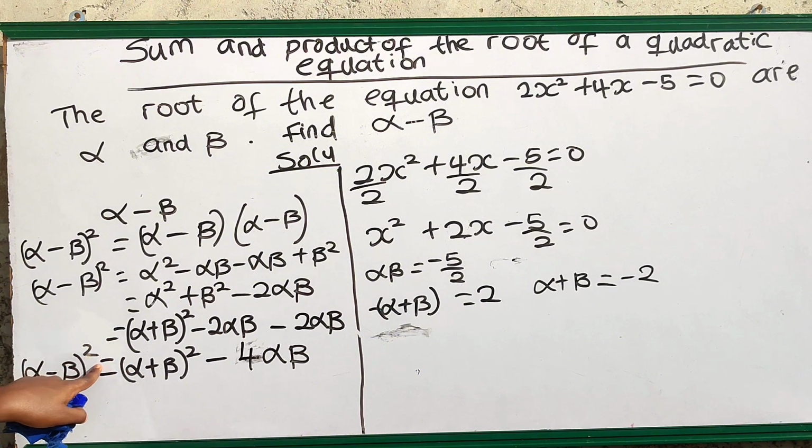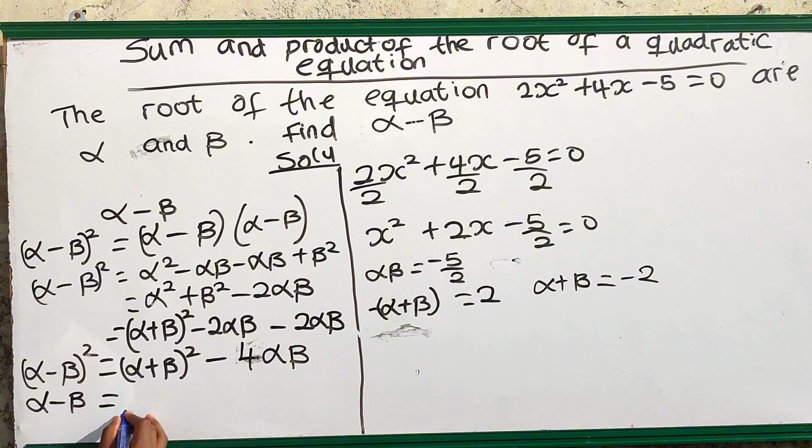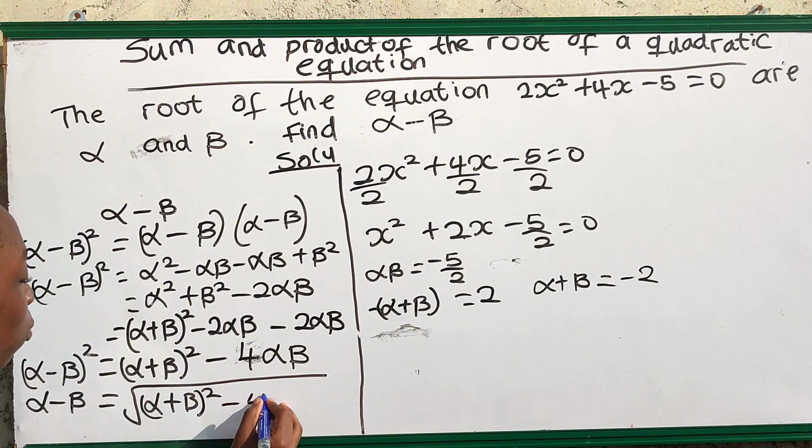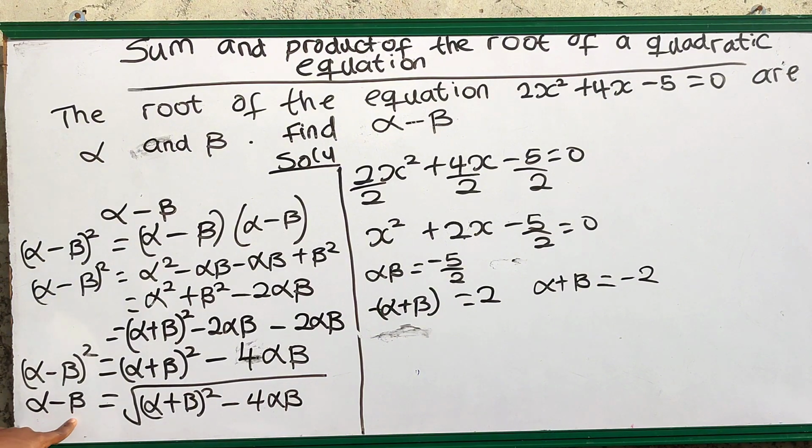Now we can bring this square to the other side, and it will turn to a square root. Alpha minus beta will now be equal to the square root of alpha plus beta squared minus 4 alpha beta. Now we have that alpha minus beta equals the square root of alpha plus beta squared minus 4 alpha beta.